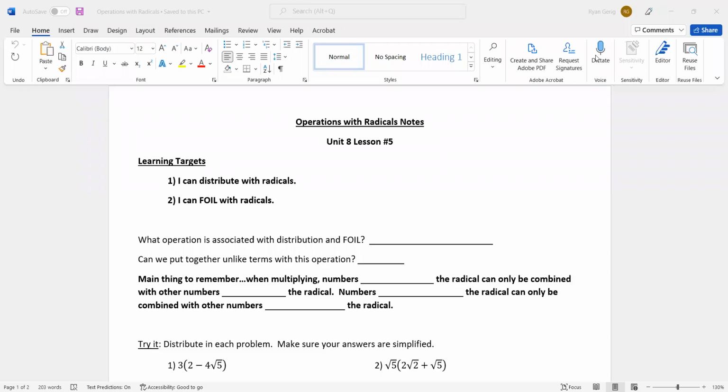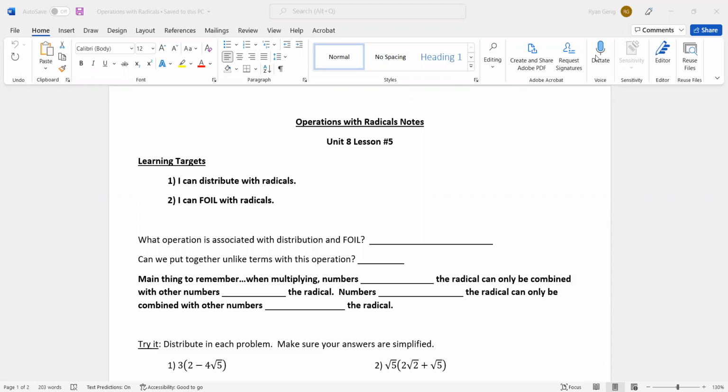Hi, everybody. Today we are going to be doing operations with radicals. It's kind of a culmination of everything we've done so far in the first 4 lessons. So you can see in the learning targets, we're going to distribute with radicals and we're going to FOIL with radicals. If you remember back from unit 7 with FOIL, there's a lot of multiplying and adding. So that's why I'm saying it's kind of a mix of everything we've done.